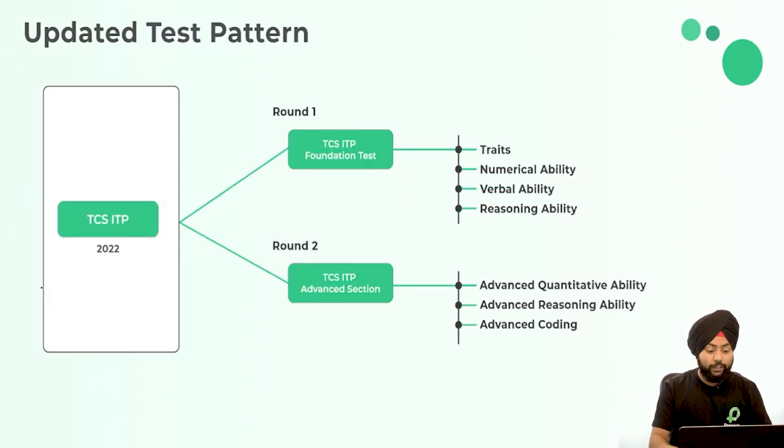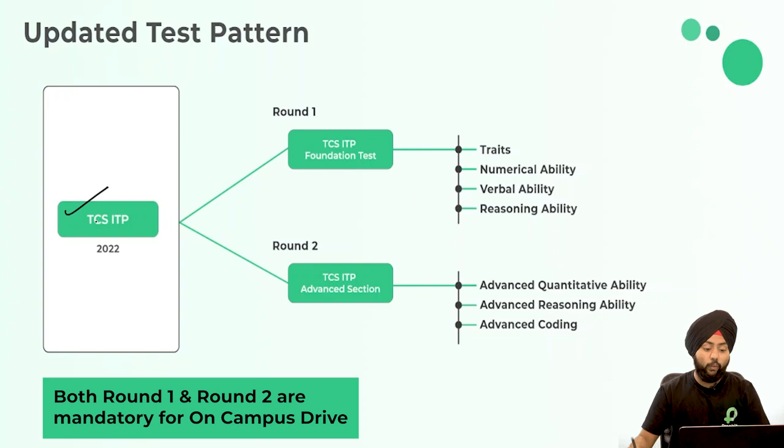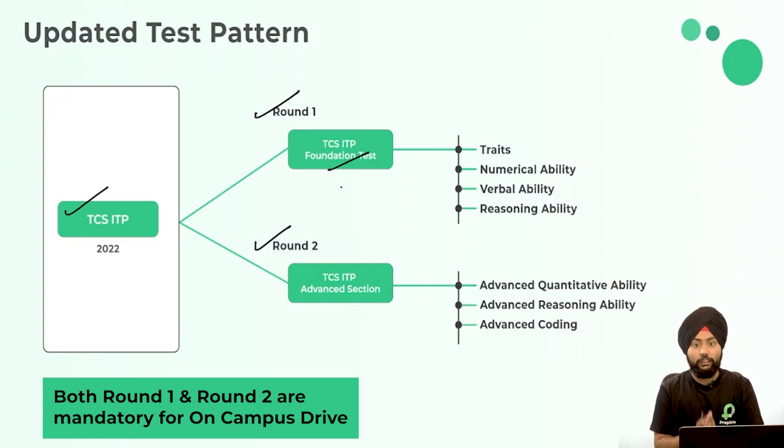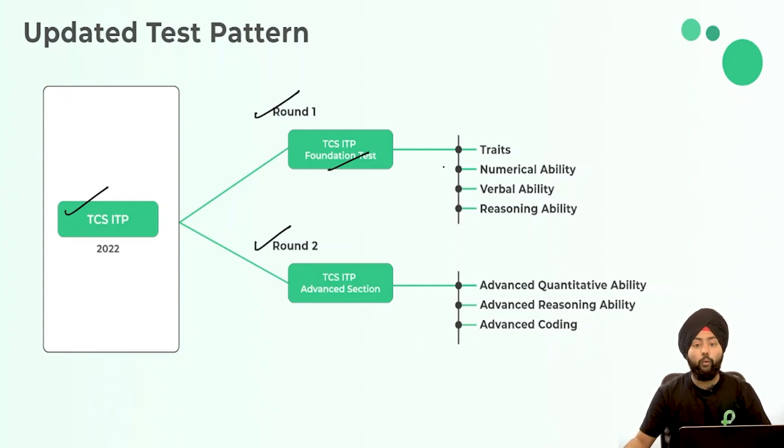Okay, let's move ahead. So very first thing, guys, in TCS ITP there are two rounds, round one and round two. Round one is named the TCS ITP foundation test. Now what is this test all about? This test is further divided into four tests.